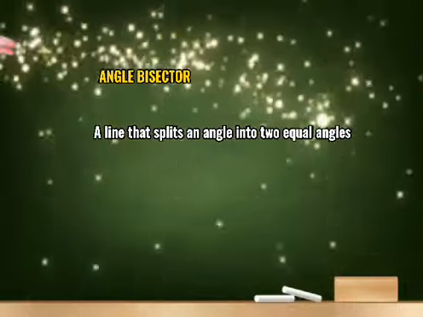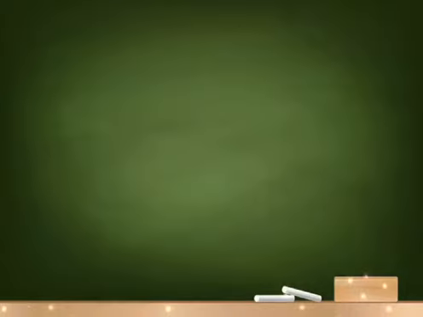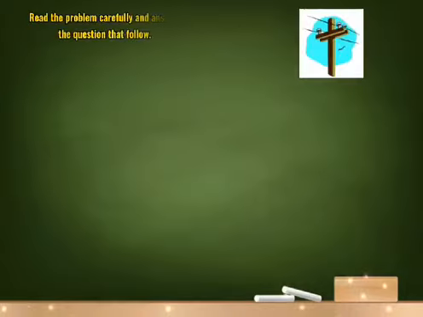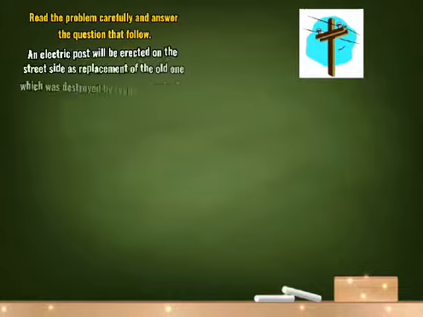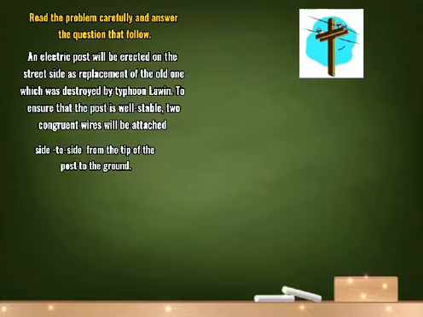An angle bisector is a line that splits an angle into two equal angles. Let's have the application. Read the problem carefully and answer the questions that follow. An electric post will be erected on the street side as a replacement of the old one which was destroyed by Typhoon Lawin. To ensure that the post is well stable, two congruent wires will be attached side to side from the tip of the post to the ground.